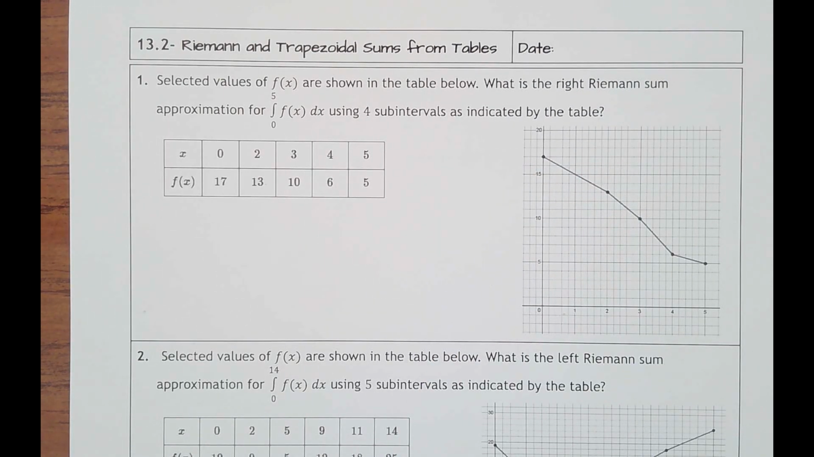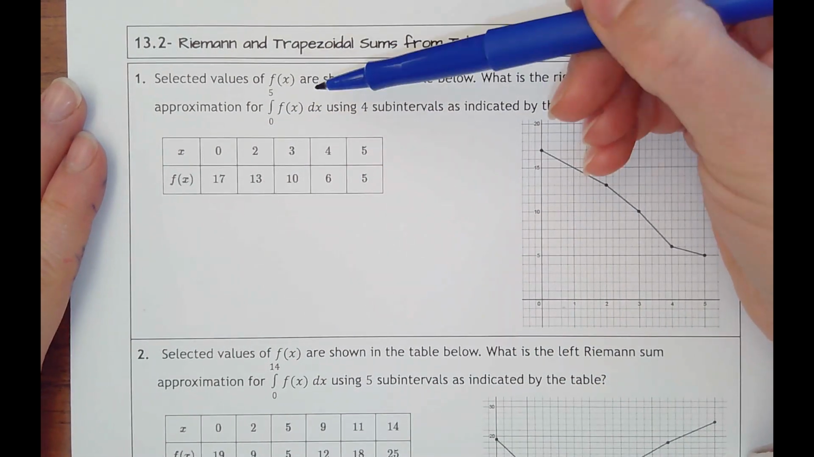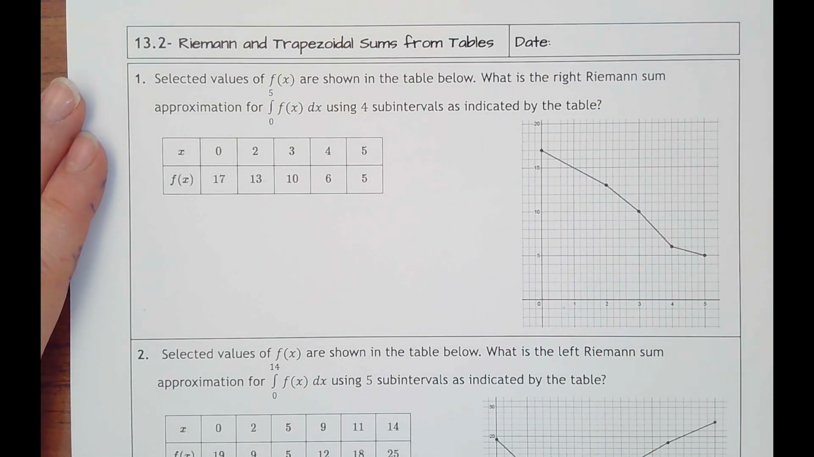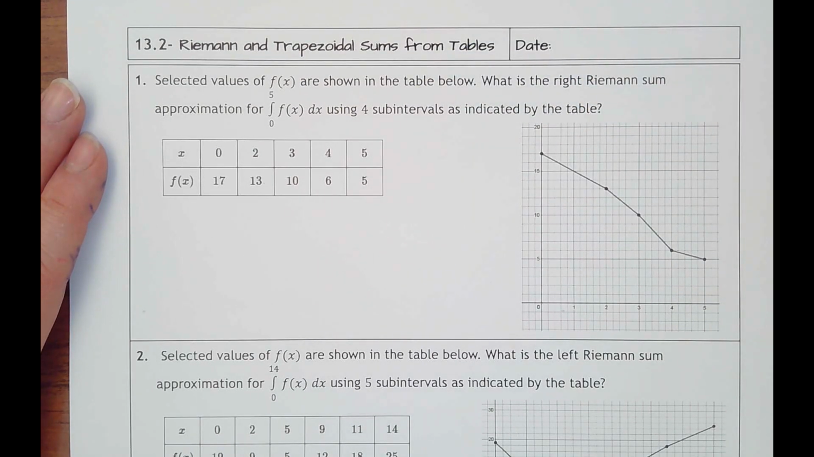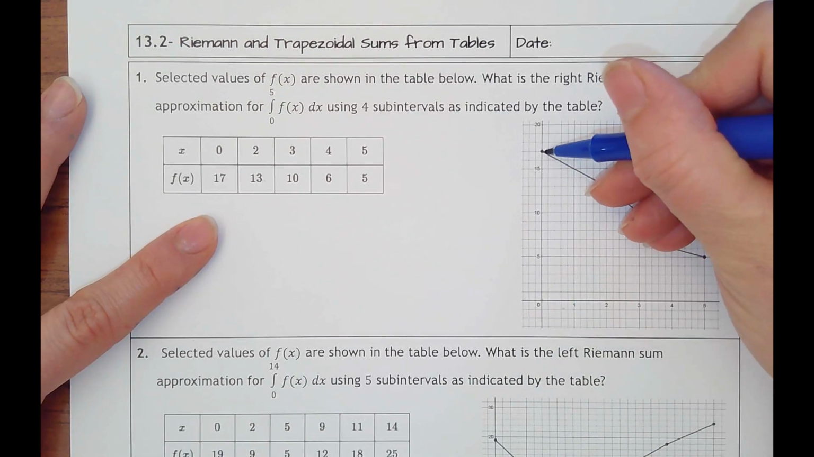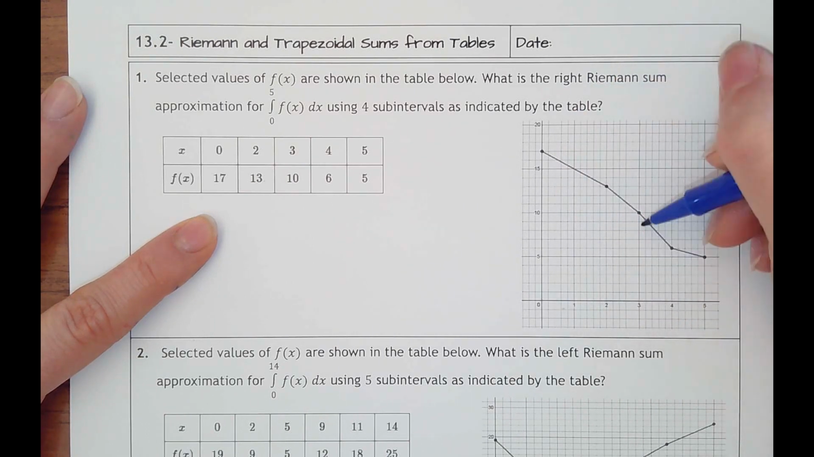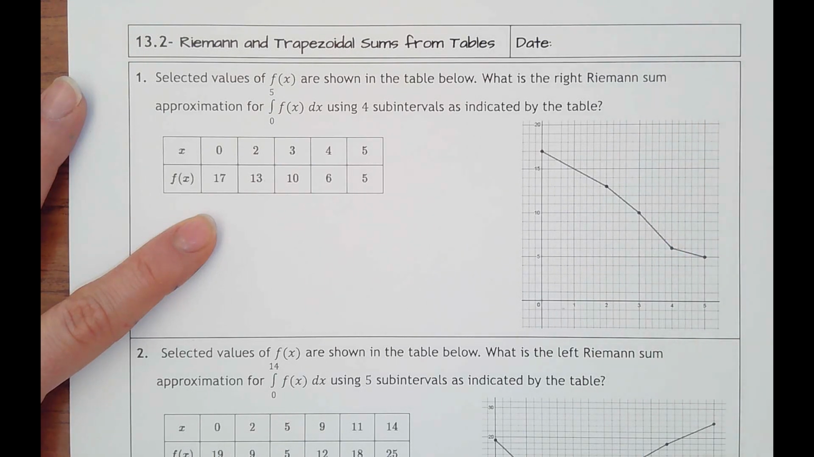It says selected values of f of x are shown in the table below. What is the right Riemann sum approximation for the integral of f of x from 0 to 5 using 4 subintervals? Notice it doesn't say equal subintervals, so your rectangles aren't always going to be the same width. The points here are at 0, 17, 2, 13, so this rectangle is going to be 2 wide, then 3, 10, 4, 6, so that's 1, 1, and 1. The rest of them are going to be 1 in width.